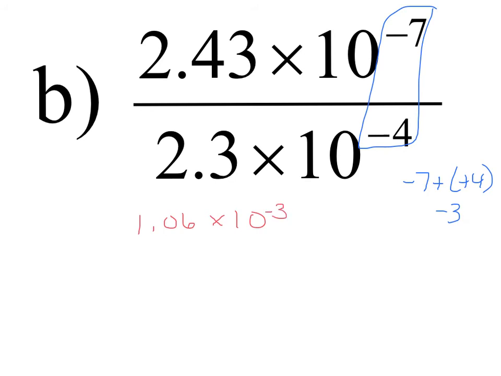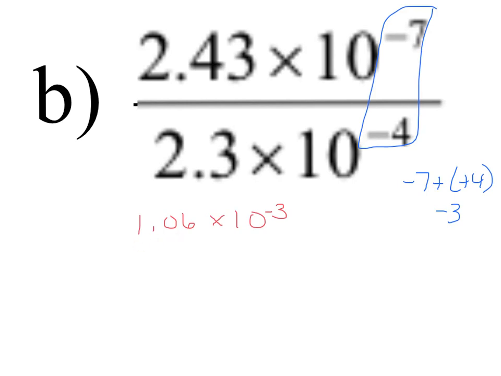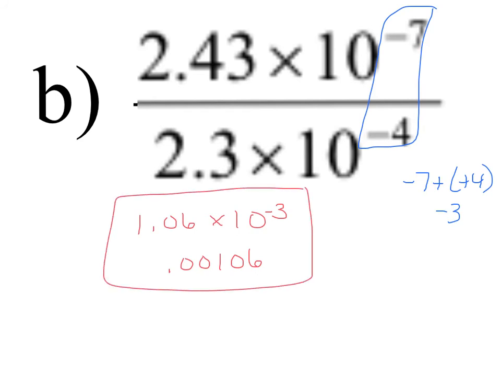Now again, this is in scientific notation because it's between 1 and 10, so I just need to write it out. It's negative. Again, negative exponent means make it smaller. So I'm going to move it 2 zeros, 1, 0, 6. And those are going to be my two solutions. Okay? All right, now let's go ahead and take a look at the last problem here.